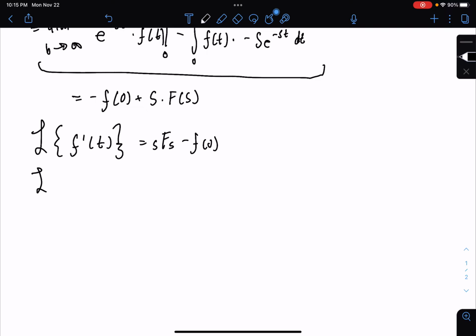And further, for our second order derivative, it will become this. So as you can see, it's just everything raised to the second power because it is the second order derivative.